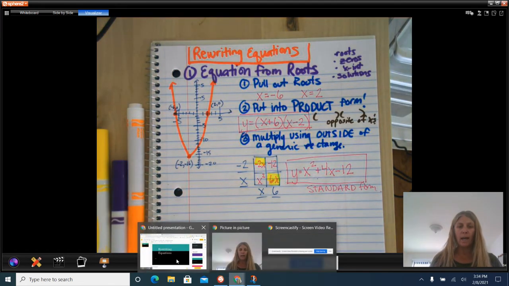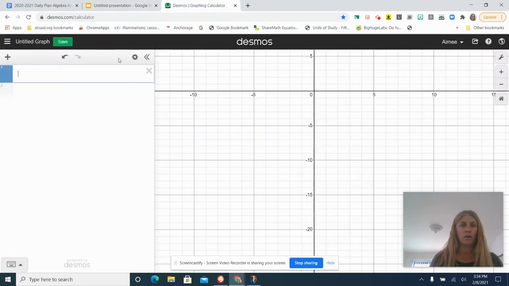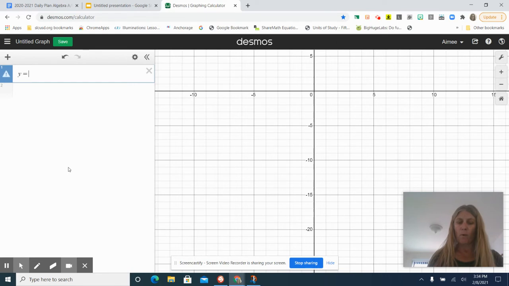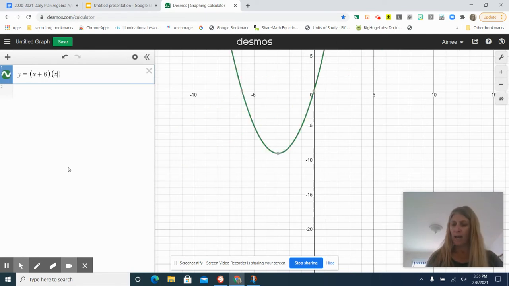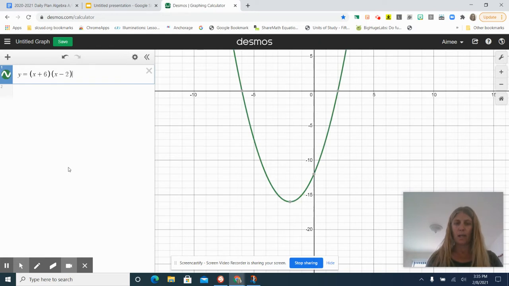We're going to go ahead and graph this in Desmos. So we had our product form, y is equal to x plus 6 times x minus 2. And take a look. We have our root of negative 6, our root of 2, and our vertex of negative 2, negative 16, just like we did on our original graph.